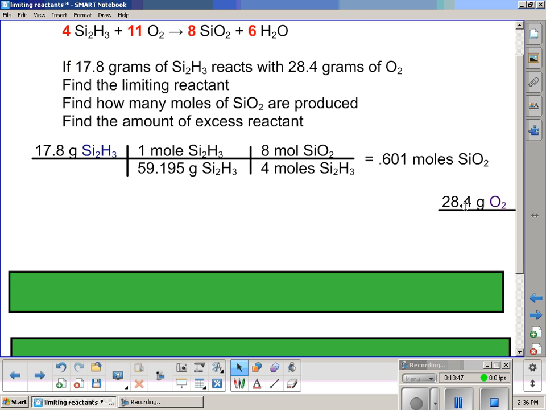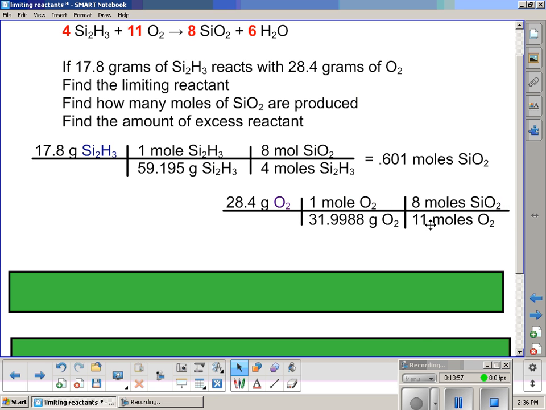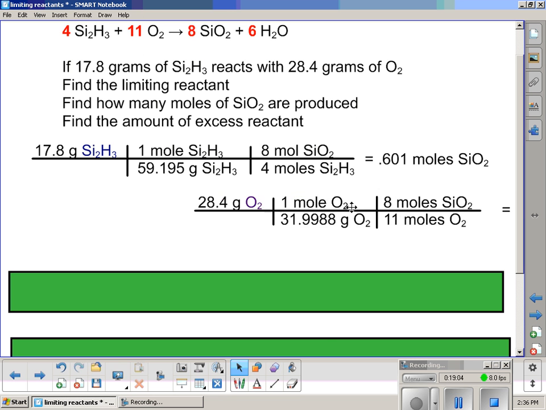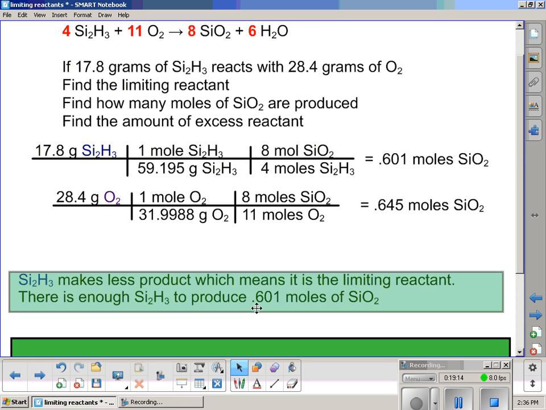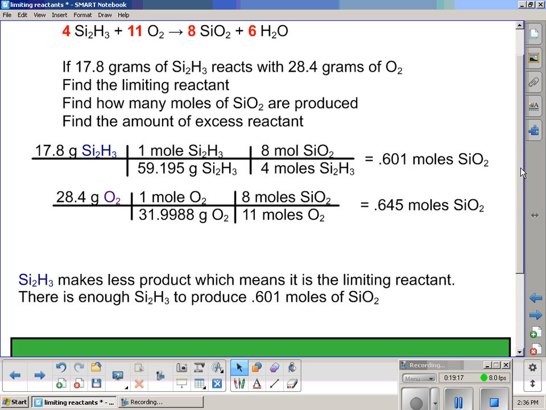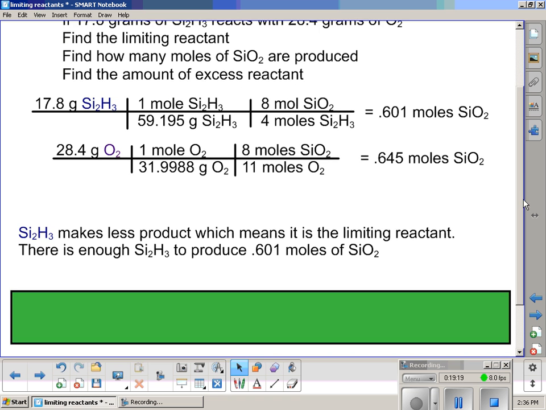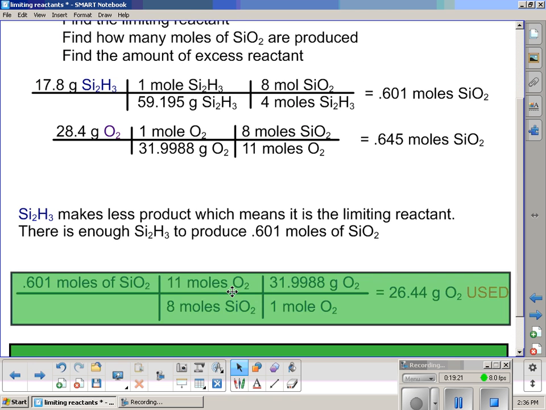Our other reactant, conversion to moles, 1 mole equivalent to the molar mass. We do our mole to mole ratio, 11 oxygens for every 8 silicon oxides. Pushing buttons on a calculator, we'd be able to make 6.45 moles. This is our limiting reactant because it makes less. Okay, how many moles of silicon oxide are produced? Well, you just figured that out.